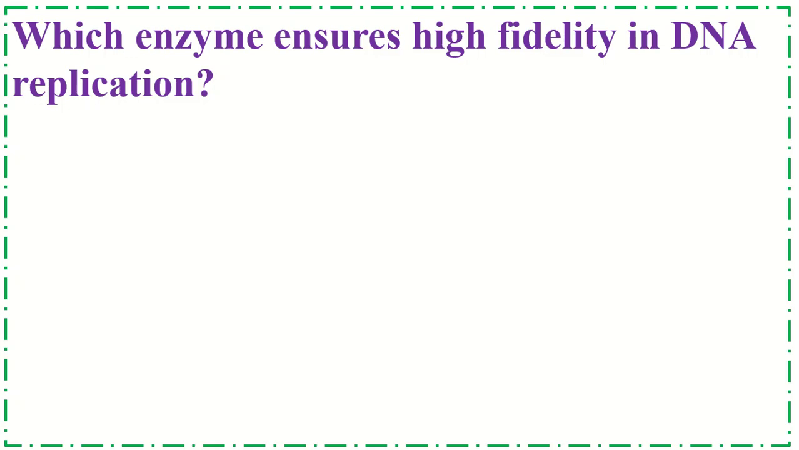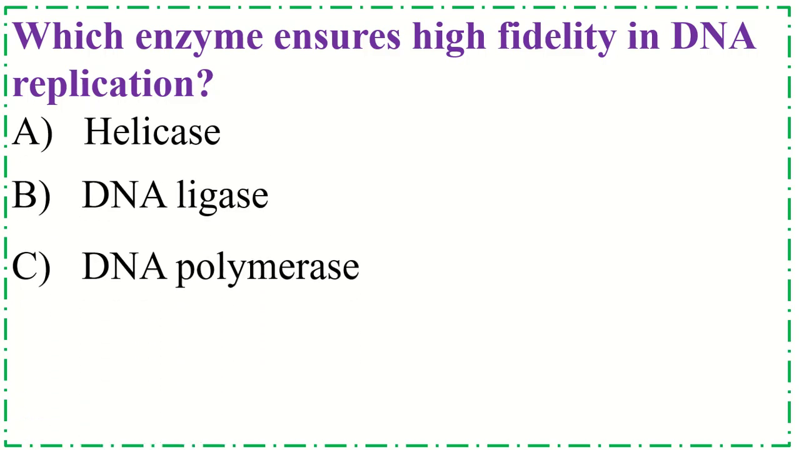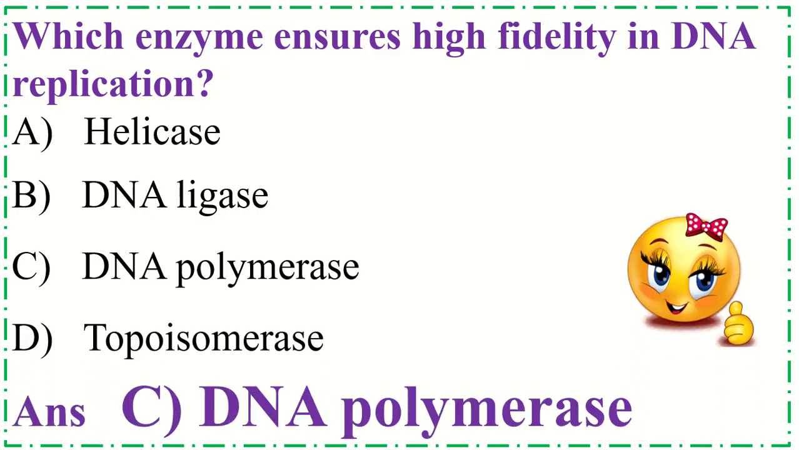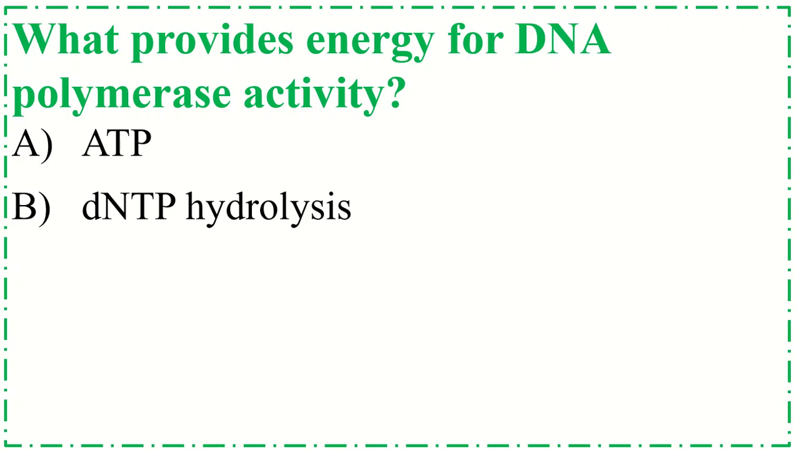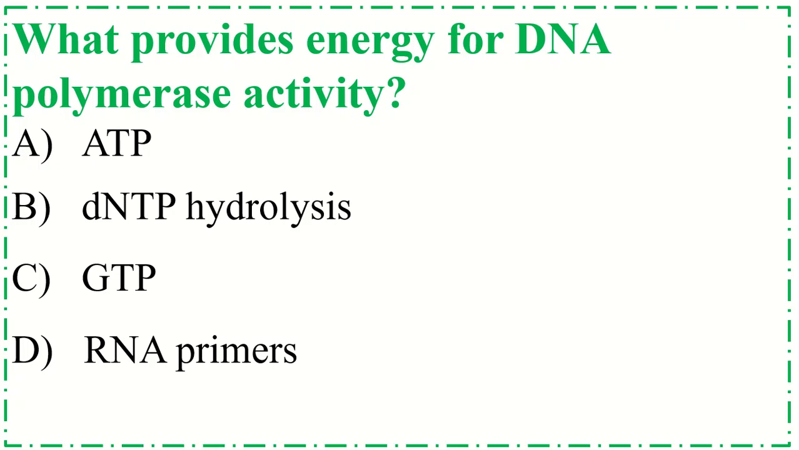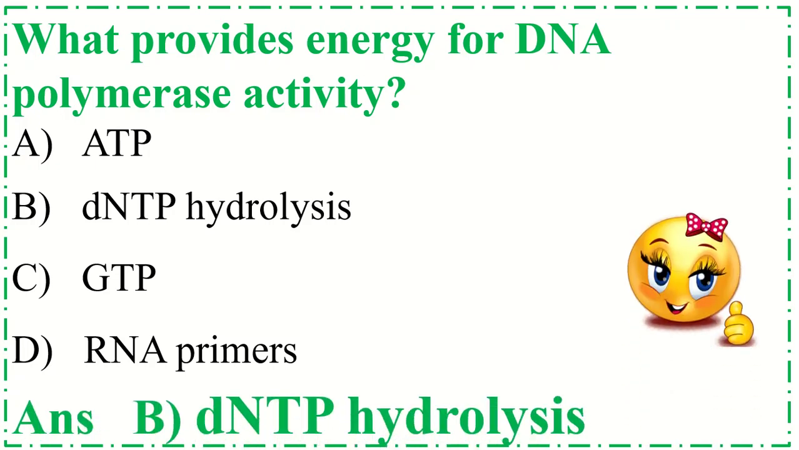Which enzyme ensures high fidelity in DNA replication? Option A, helicase, B, DNA ligase, C, DNA polymerase, D, topoisomerase. Correct option is C, DNA polymerase. What provides energy for DNA polymerase activity? Option A, ATP, B, dNTP hydrolysis, C, GTP, D, RNA primers. Correct option is B, dNTP hydrolysis.